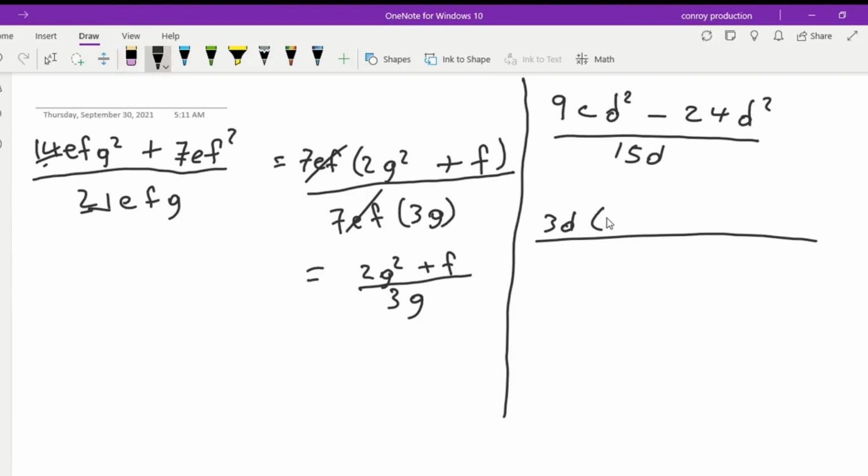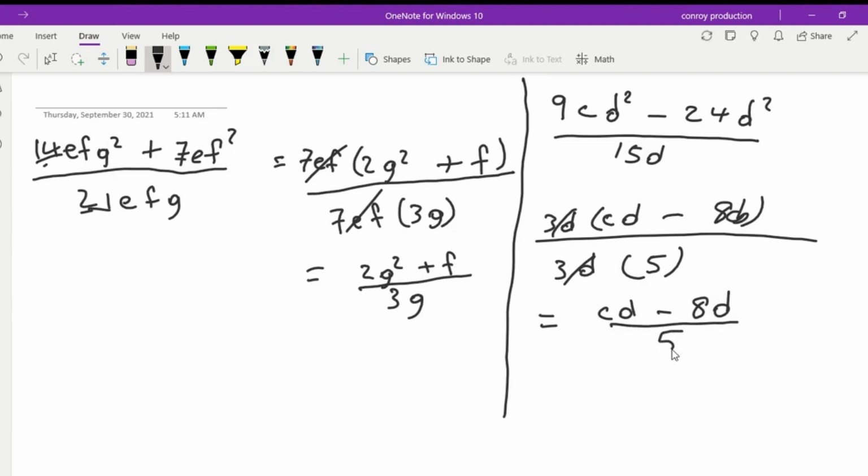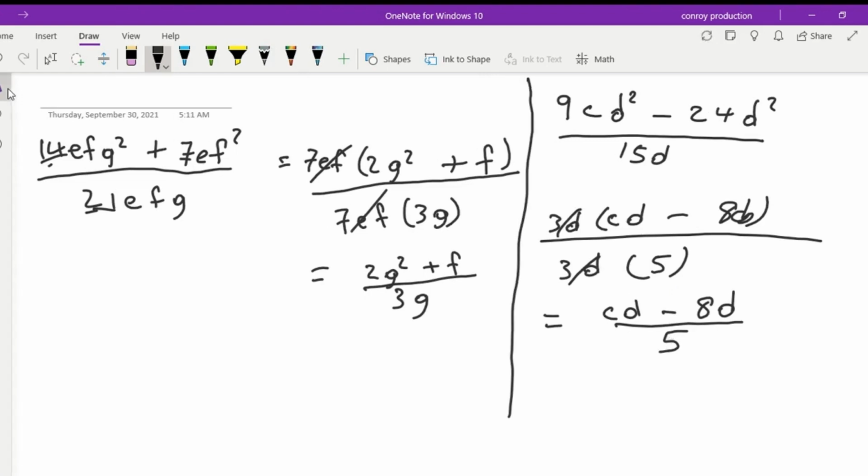Alright, so we know that it would be CD remaining, we know this D squared, minus 24, 8D, and we can also factor out a 3D down here, and it will be 5. Cancel, so left with CD minus 8D, all over 5. Okay. Alright, let's do two more examples.